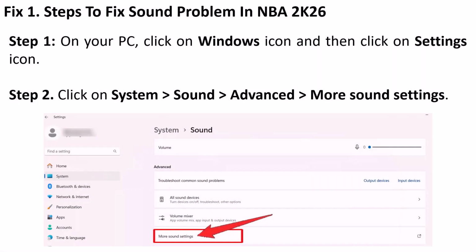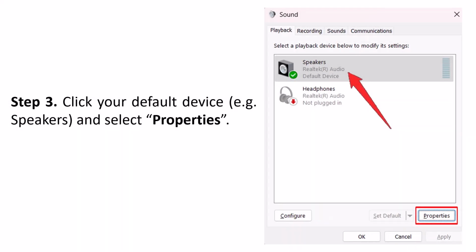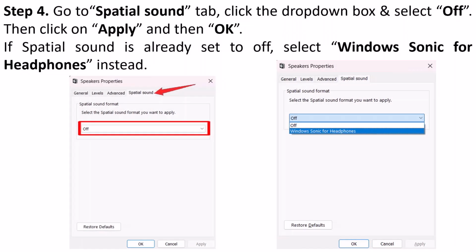On your PC, click on Windows icon and then click on Settings icon. Click on System, Sound, Advanced and then click on More Sound Settings. Click your default device, example speakers, and select Properties. Now go to Spatial Sound tab and then from the drop down select Off option.